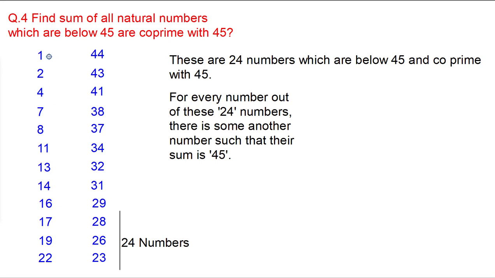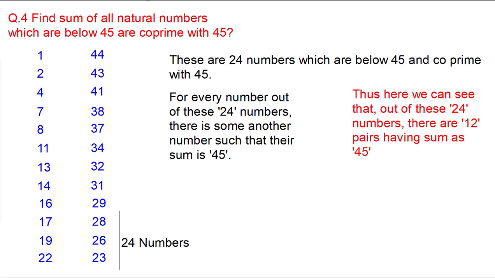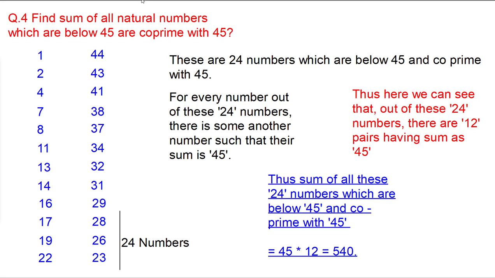For example, 1 plus 44 is 45, 13 plus 32 is 45, 17 plus 28 is 45. Likewise, for every number out of these 24 numbers, there is some other number such that their addition is 45. Thus, there are 12 pairs having addition 45. So the sum of all these 24 numbers is 12 into 45, because there are 12 pairs having addition 45. That is equal to 540.